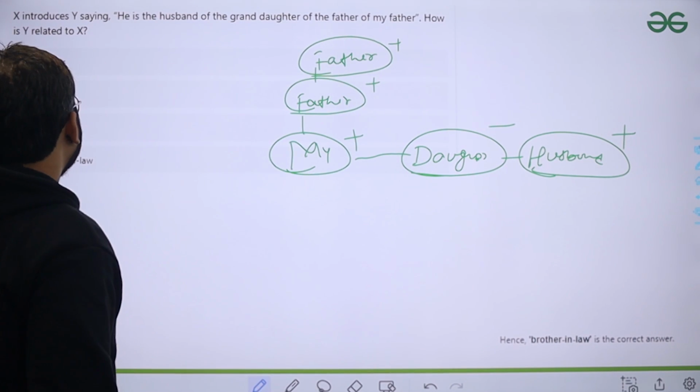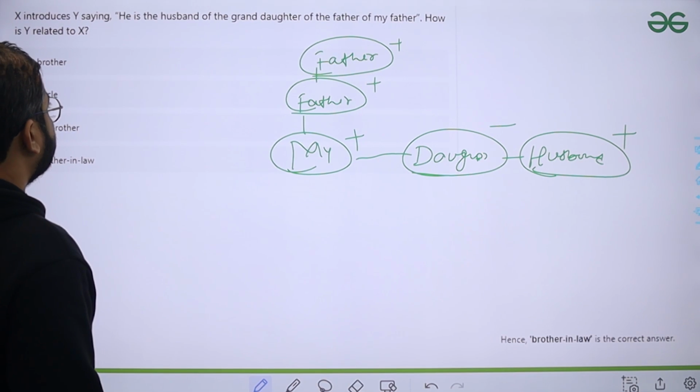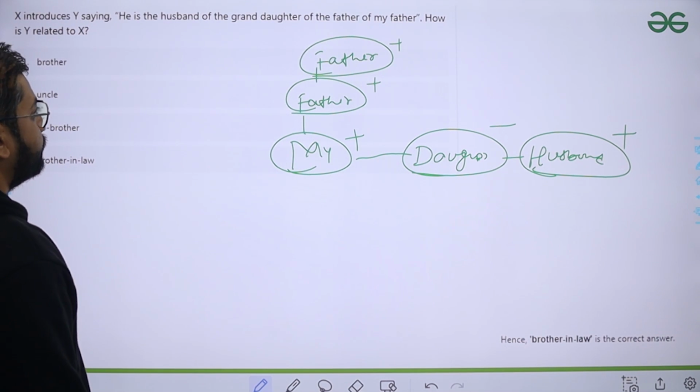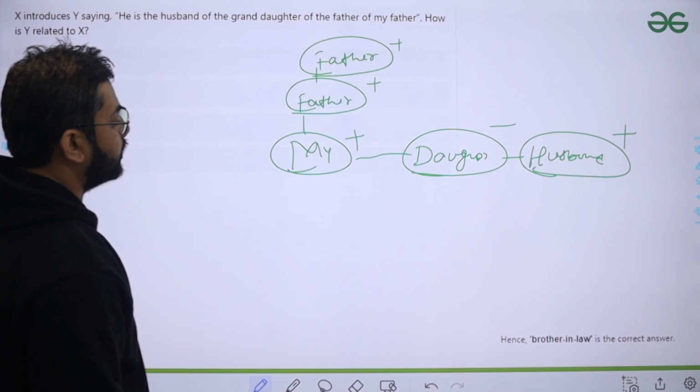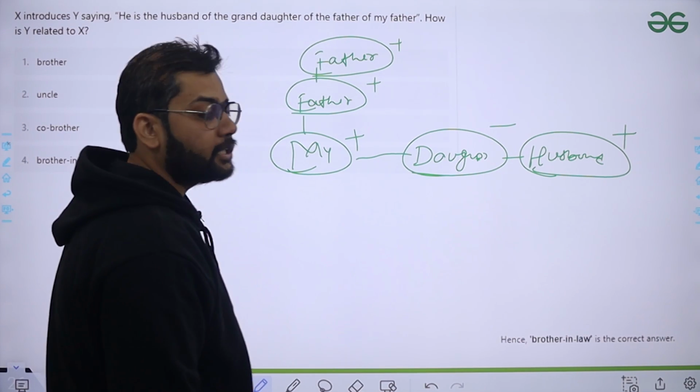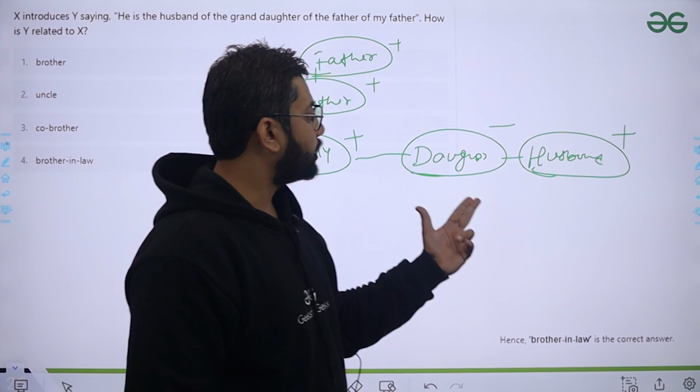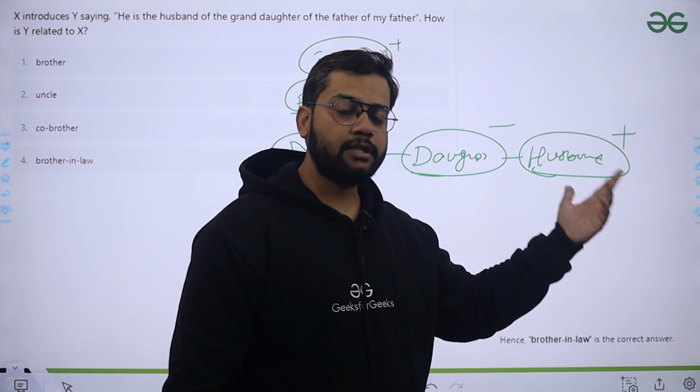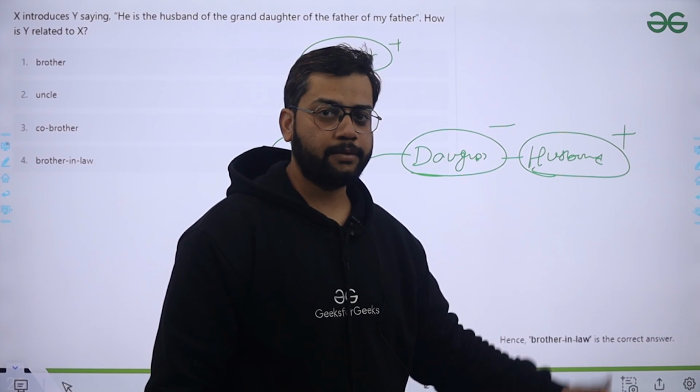Okay. So X introduced Y saying he is the husband of granddaughter of my father's father. How is Y related to X? Okay, what will be the relation between them? They will be brothers-in-law. This is the sister's husband. Okay, it means the relation will be brother-in-law. Okay.